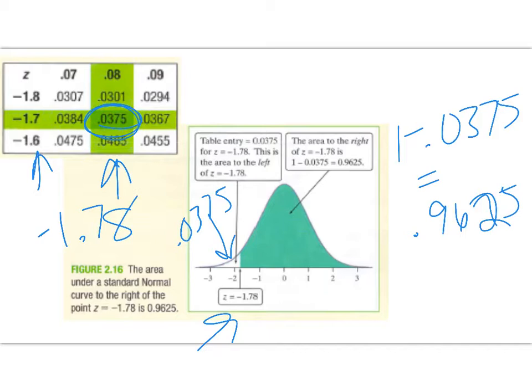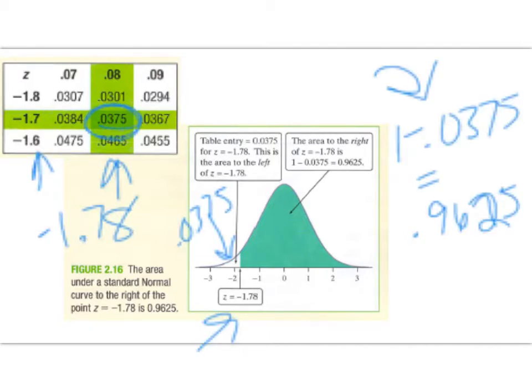The easiest way you can sort out whether you need to do this subtraction or not is to draw your curve. Shade in exactly what you're looking for. If you shade in to the right, then you need to do 1 minus. Okay? If you shade into the left, then you're good to go.